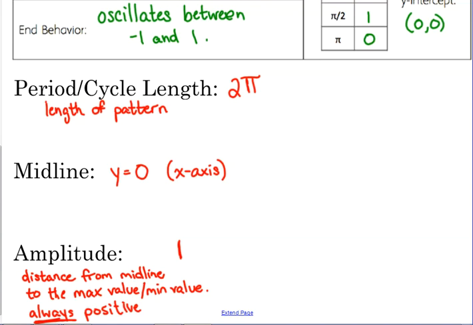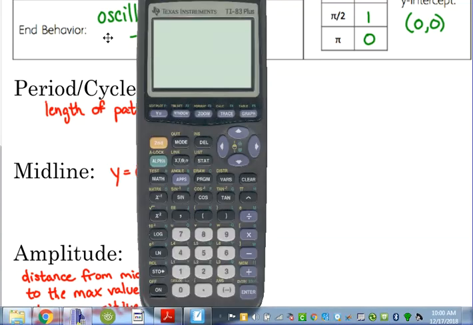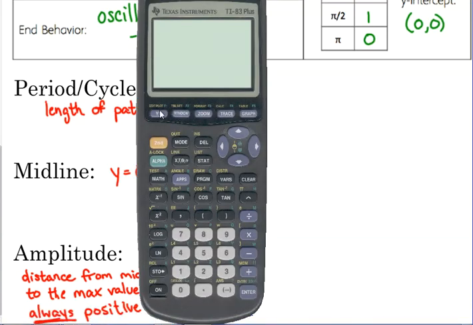Okay, let's look at the graph of cosine. So in your calculator, let's do the cosine of x. Don't reset anything, just go to your y equals and hit cosine instead of sine. I'm going to leave my window, go ahead and leave your window the way it is. I'm going to leave mine zoomed out and go ahead and graph it.